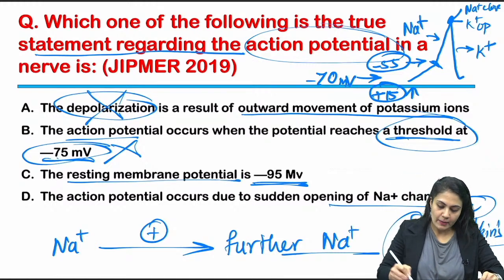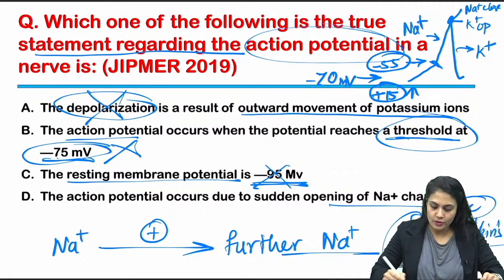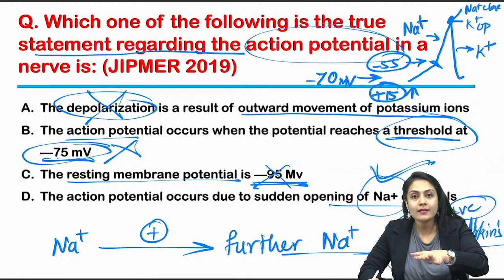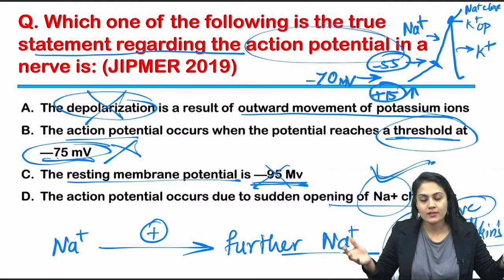So the resting membrane potential is not minus 95. We discussed that. Action potential occurs due to sudden opening of sodium channels. That's true. Positively charged ions coming inside the cell will make the cell positive, right?